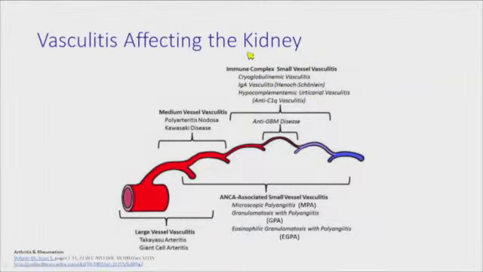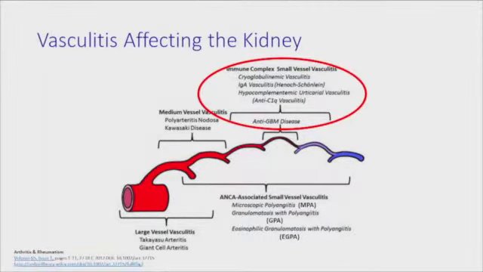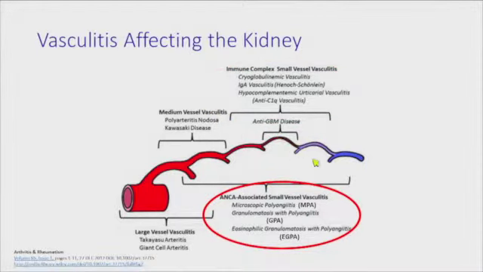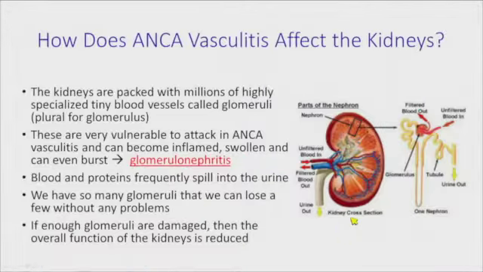There are two major groups of small vessel vasculitis that can affect the kidneys. One is the immune complex small vessel vasculitis, and the other is the ANCA-associated vasculitis, and there are three major types: microscopic polyangiitis or MPA, granulomatosis with polyangiitis or GPA, and eosinophilic granulomatosis with polyangiitis or EGPA. There is also another subtype, limited with ANCA, limited only to the kidneys. It's called limited kidney vasculitis. So for the rest of my talk, I will focus on the ANCA-associated vasculitis. They are the most frequent vasculitis that affect the kidneys.